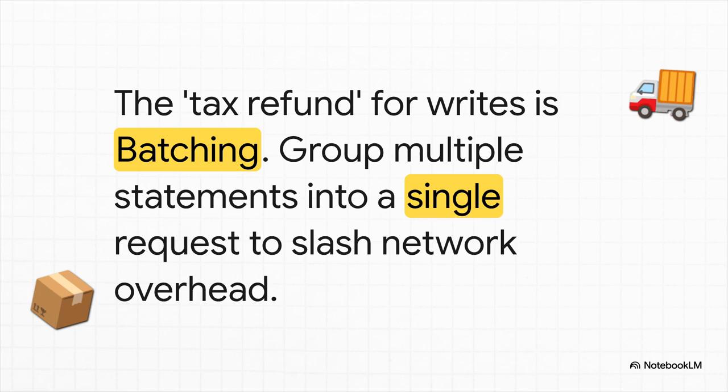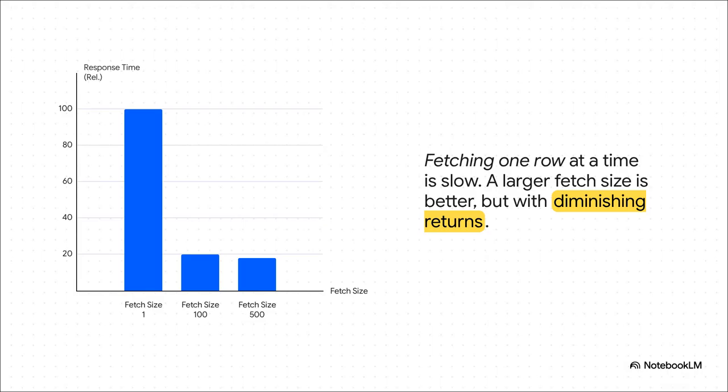So how do we get our tax refund on writes? It's all about batching. Instead of that one-by-one nonsense, you group a bunch of statements together and fire them off in a single request. This absolutely slashes that network overhead and gives you a huge performance win. And for reads, the refund comes from something called fetch size. Just look at this chart. That first bar shows fetching 1 row at a time. It's incredibly slow because of all those network round trips. Now, look at the second bar.